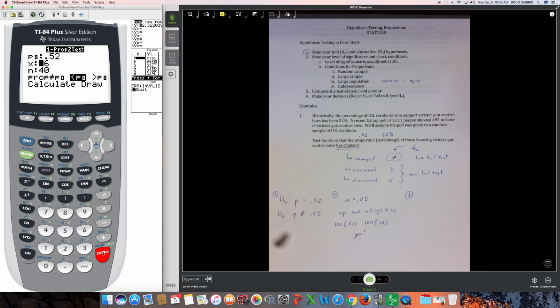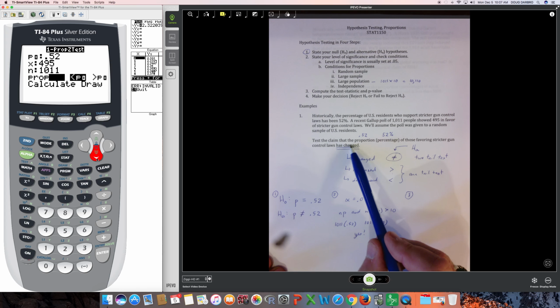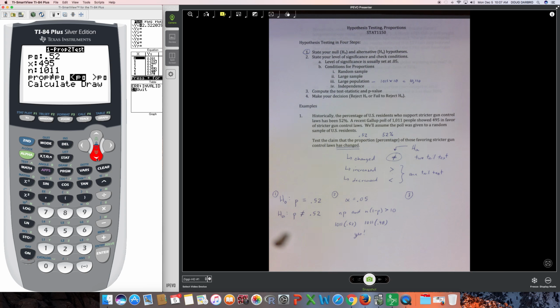Hit enter. X is the count out of the whole that has the condition that we're measuring. In this case, prefers stricter gun control. So we have 495 out of the total, which is 1,011. And the next thing is we choose one of the 3 inequalities that I talked about back over here. And since we have just a generic test for change, we're going to use not equal to. So guys, go over and select it and then hit enter. So you truly have selected it.